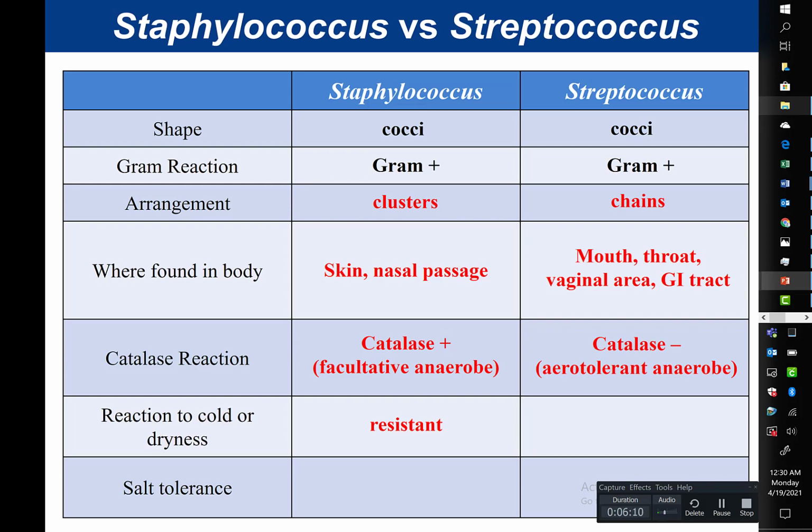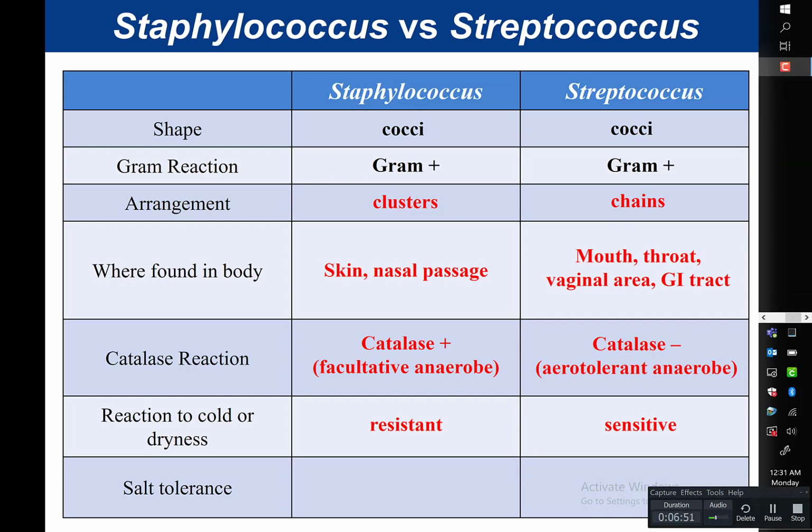If you think about it, the skin, for example, is a very dry place. So that bacteria must be able to be resistant to dryness. They're able to withstand that lack of water. In the case of Streptococcus, though, think of where they're located. Mouth, throat, vaginal area, GI tract, those are all very moist places. They are sensitive to dryness, meaning that if the environment that they're in is too dry, they're not able to grow. And so these organisms would be sensitive, in terms of Streptococcus, to cold or dryness.